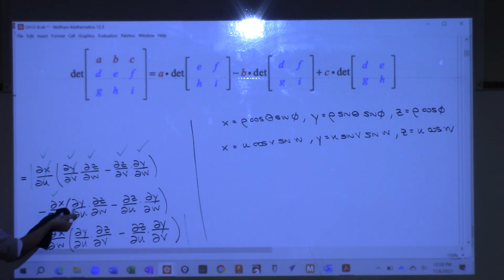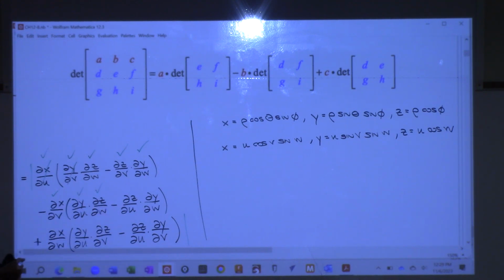Partial y with respect to u. Sine v sine w. Got this. Times negative u sine w. Do y'all see what I'm saying? What a mess this is. Okay, we're still here, so that's that.